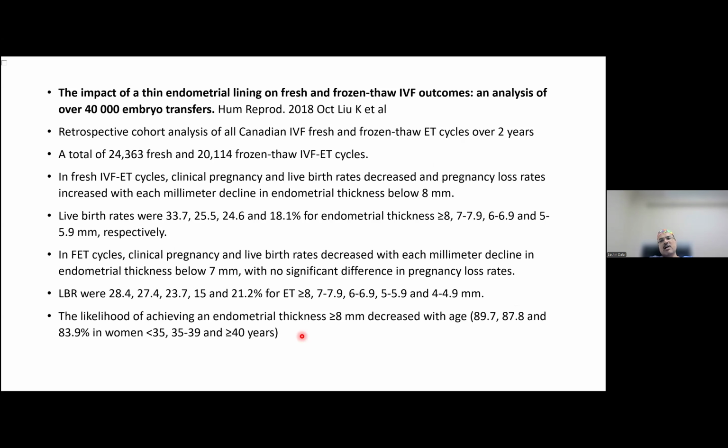Again, thin endometrium, a lot of studies are there where they have evaluated endometrium less than 8, more than 8. This is a nice paper where they compared more than 8, 7 to 7.9, 6 to 6.9, and 5. And they found that when the endometrium was thicker, more than 8, the pregnancy rates were higher. They concluded that the likelihood of achieving endometrial thickness more than 8 also decreased with age. So in these women, you might need a higher dose of estrogen compared to younger women.